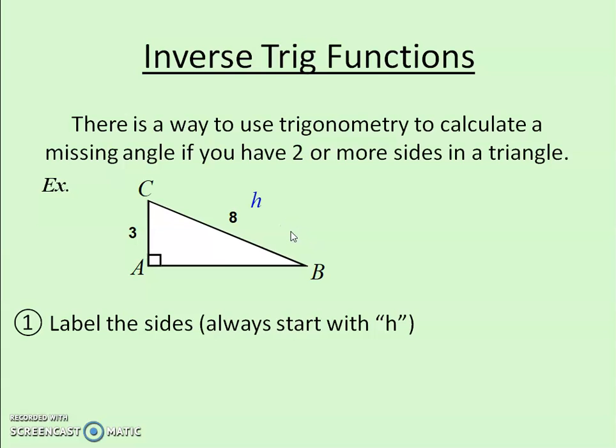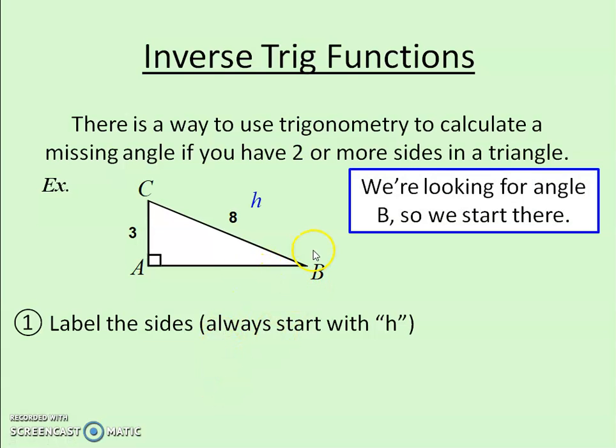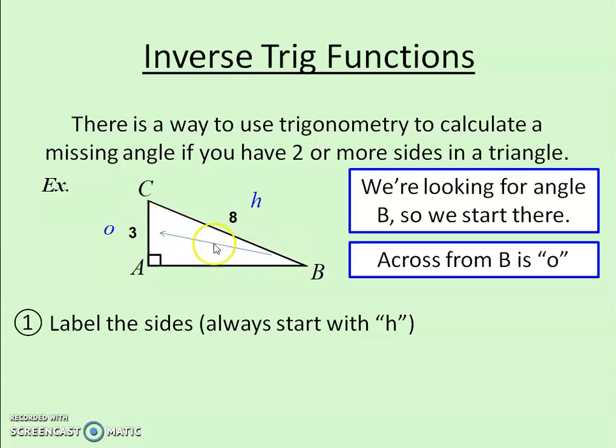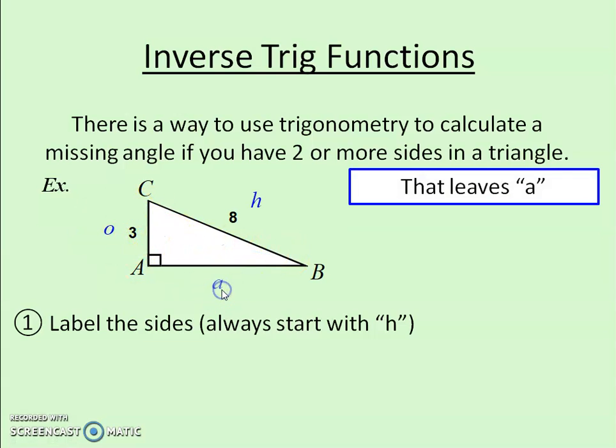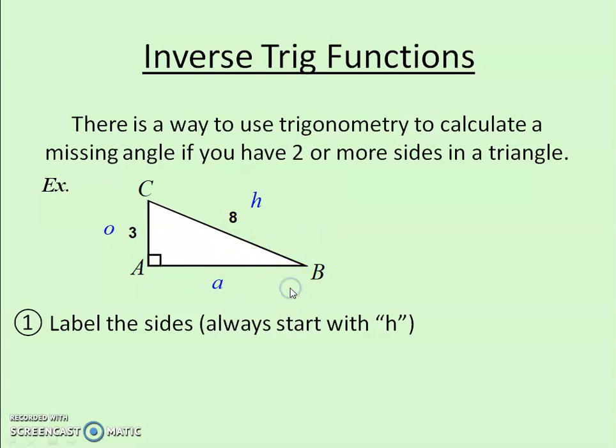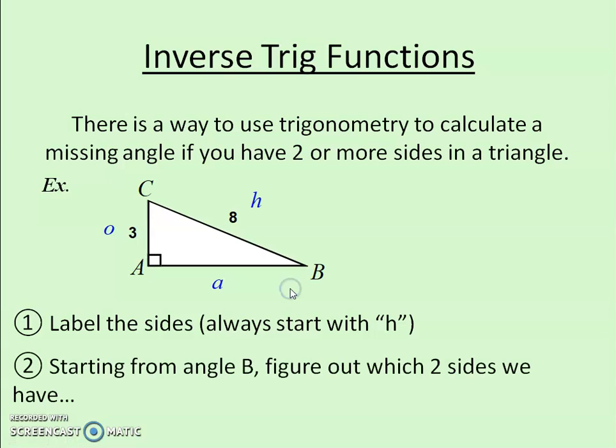And then the other ones are based on the angle that we are looking for. If we're looking for angle B, then which side is opposite is going to depend on my vantage point. Because we're looking for angle B, the side that's opposite to B is this one here. So that's my opposite, and that leaves this side here to be the adjacent. It's the non-hypotenuse side that's also touching the angle in question. So I've labeled them. The next thing I want to do is figure out which two sides are important.